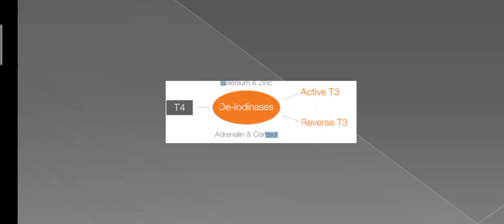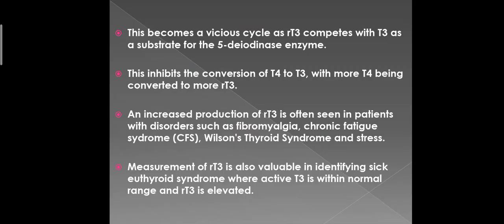This shows the formation of both active T3 and RT3 during deiodination of T4. So during these stressful conditions, the formation of RT3 becomes a vicious cycle, and it competes with T3 as a substrate for the 5-deiodinase enzyme, which causes the deiodination of T4 into T3. This inhibits the conversion of T4 to T3, with more T4 being converted to more RT3.